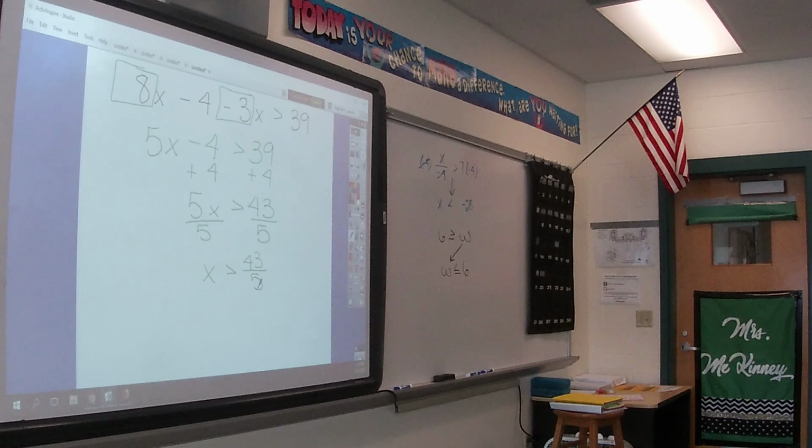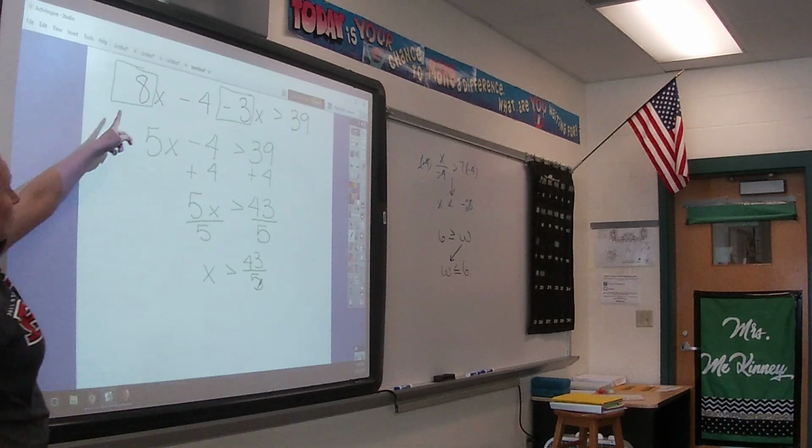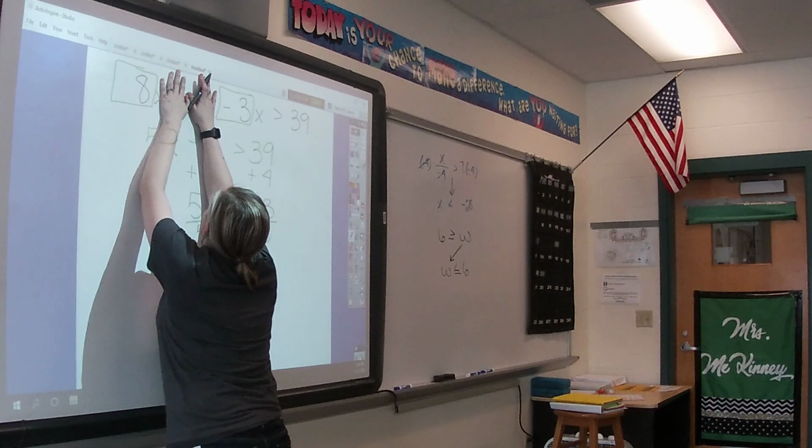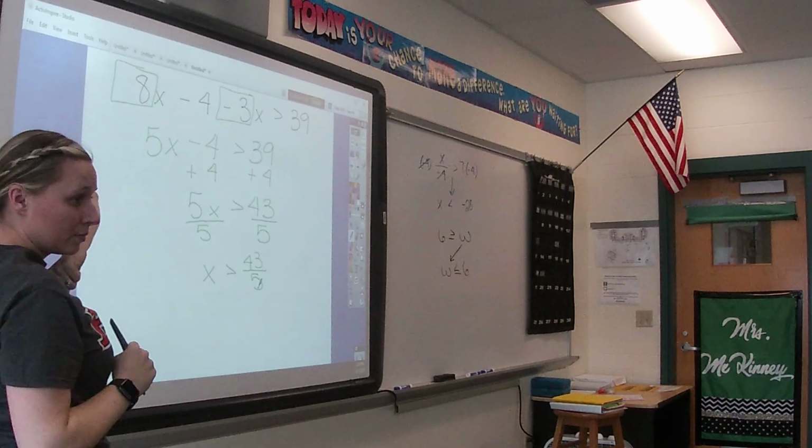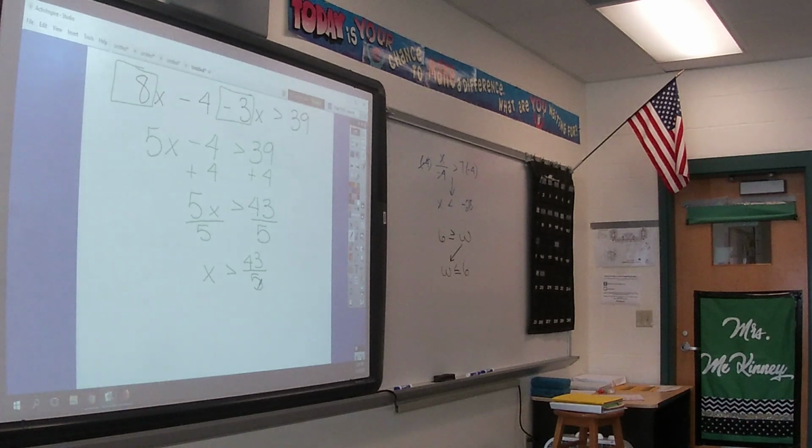Yes, Judith? I'm sorry, I spaced out. So you combine both to get the 5x, right? Okay, because there were 2 boxes. Right, so I'm doing 8 minus 3 to get the 5. And then just bring down the rest. Yep. Okay.